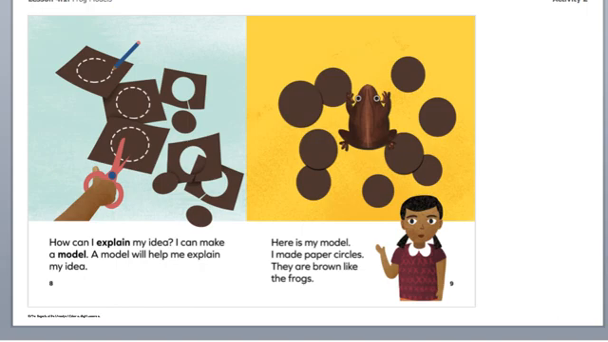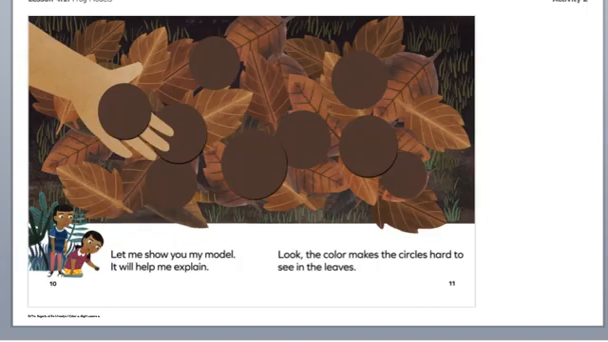Here is my model. I made paper circles. They are brown like the frogs. Let me show you my model. It will help me explain. Look, the color makes the circles hard to see in the leaves.